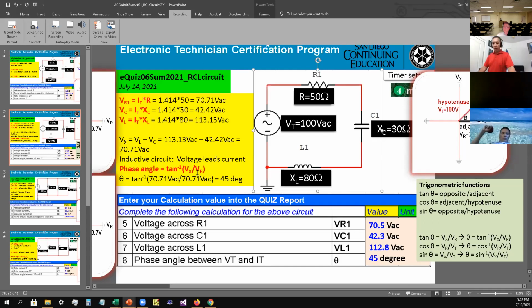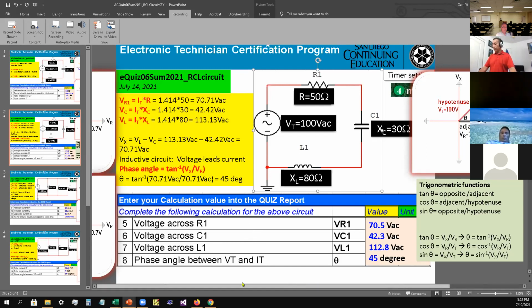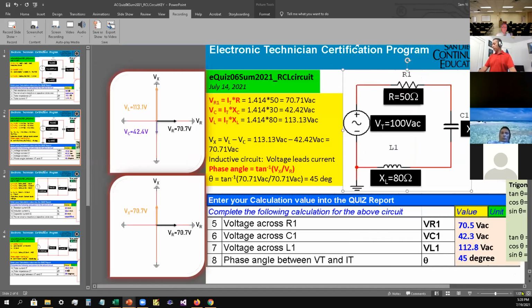Okay. So any question on this question number 5 to 8? Can you slide your screen back over to the left real quick, please? Okay. Right here. Thank you. You're welcome. Okay. I have a question. Yes, go ahead. The phase angle Yes.